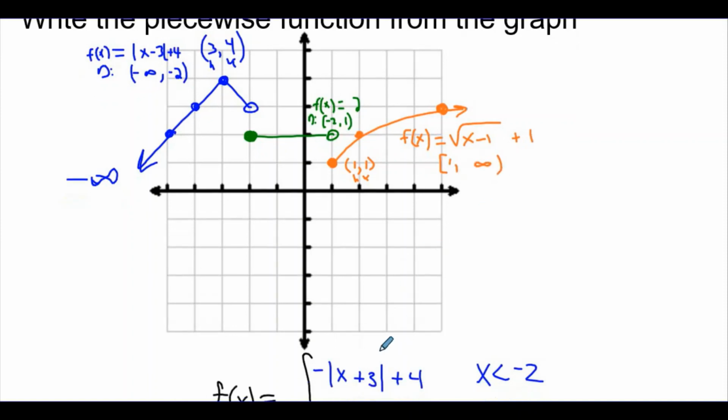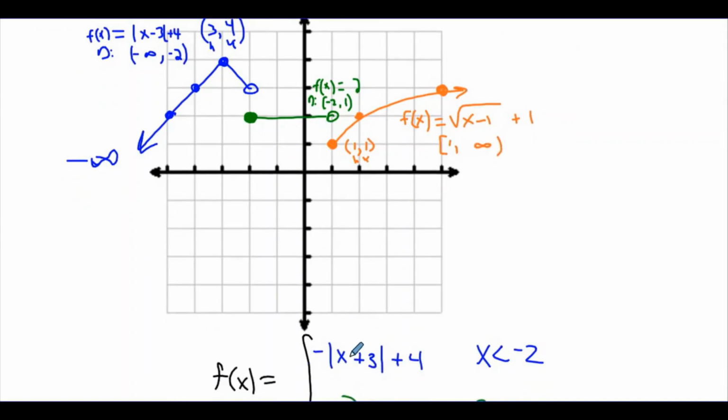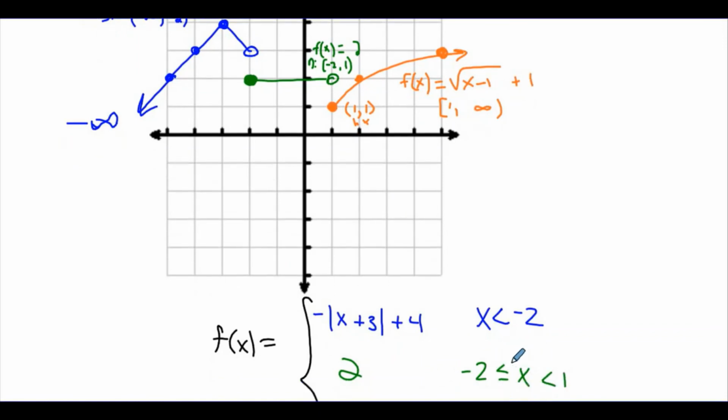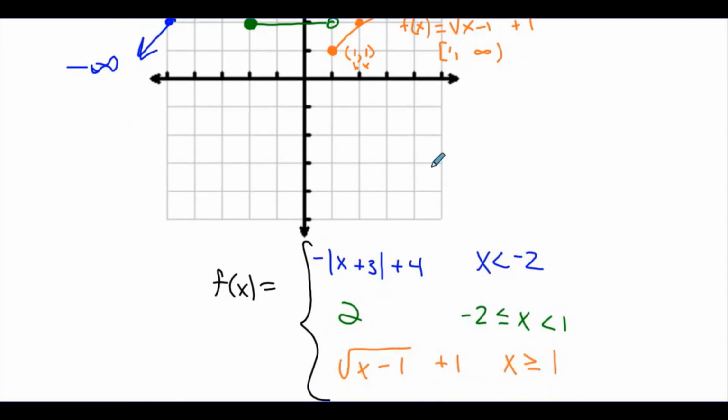So when I come down and look at the list, you can see I have that first one right there. And then I have the notation that x is less than -2, which is the same as this. The next one will be 2, between -2 and 1. Notice the solid equal sign, then the less than sign that doesn't have one, for the open circle. The last one will be the square root of x minus 1 plus 1, with the domain of 1 to infinity being written as x is greater than or equal to 1.